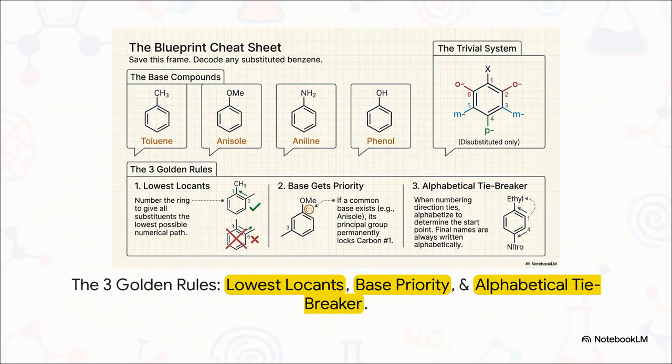And this is the ultimate takeaway, your final cheat sheet. You've got the essential base compounds to remember, a refresher on the ortho-meta-para system, and the three golden rules. One, always prioritize the lowest numbers. Two, give those special base compounds priority. And three, use the alphabet to break any ties. I would seriously recommend taking a screenshot of this. With this blueprint, you now have the tools to decode any substituted benzene you come across. The only question left is, which one are you going to name first?